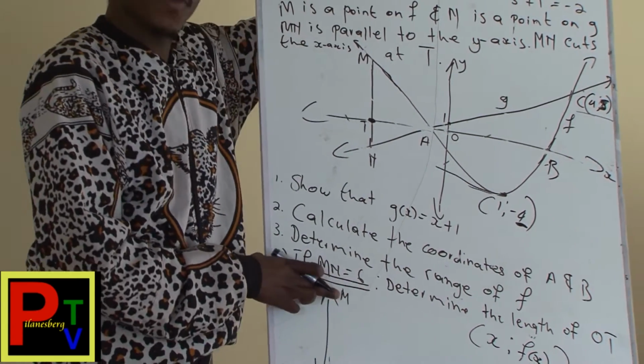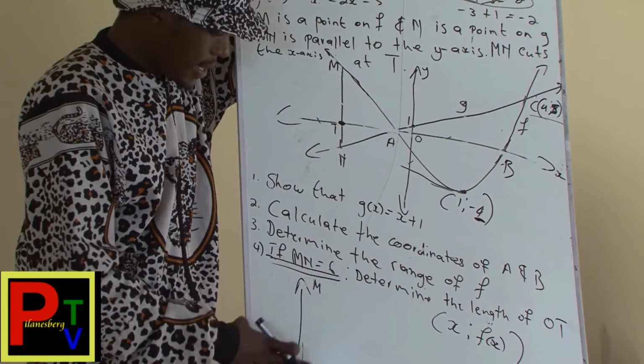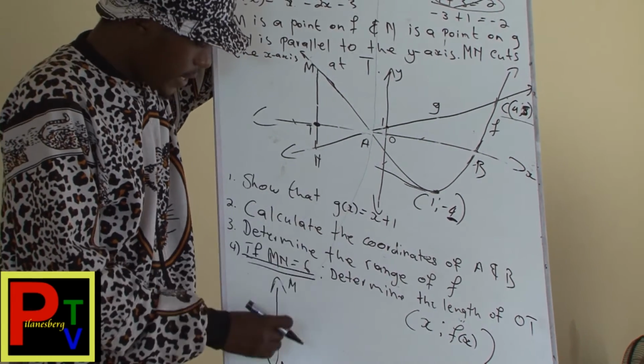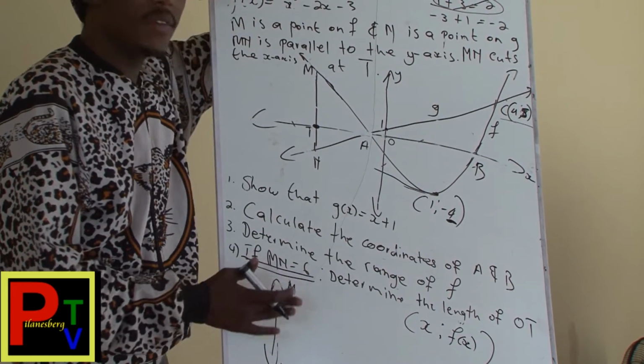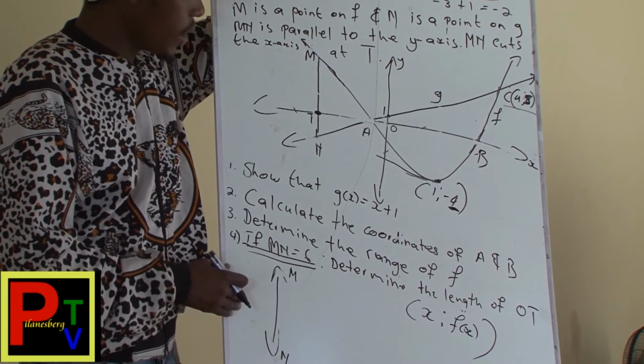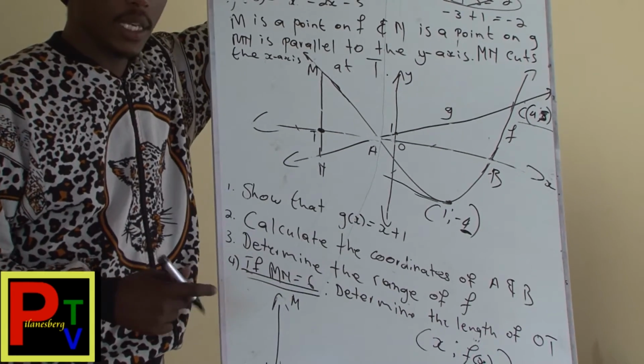Therefore, we do not have both x and y here. Then we know we need to find the distance. We are given the distance actually, but the ordinate coordinates are not there. What can we do? Let's just represent them in general.